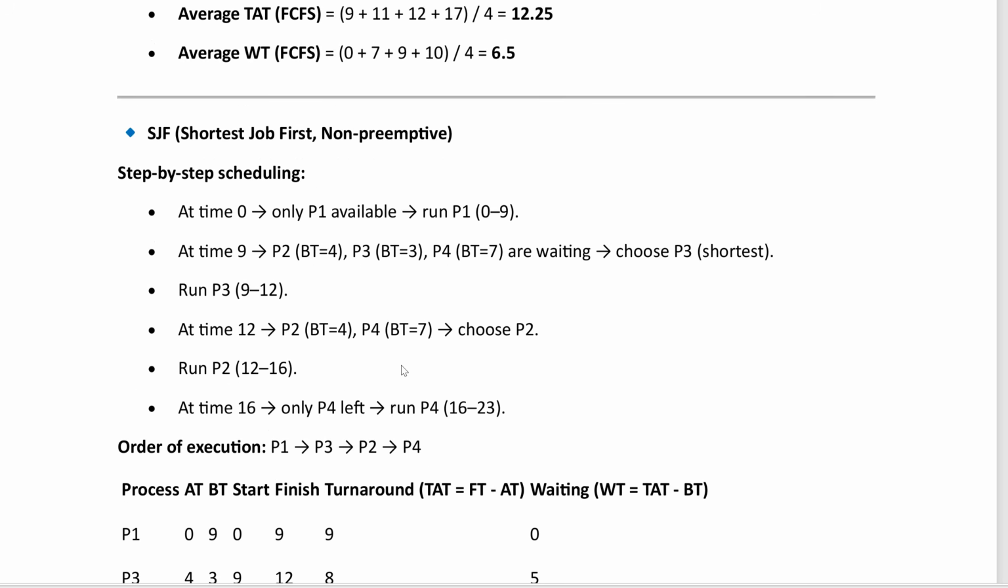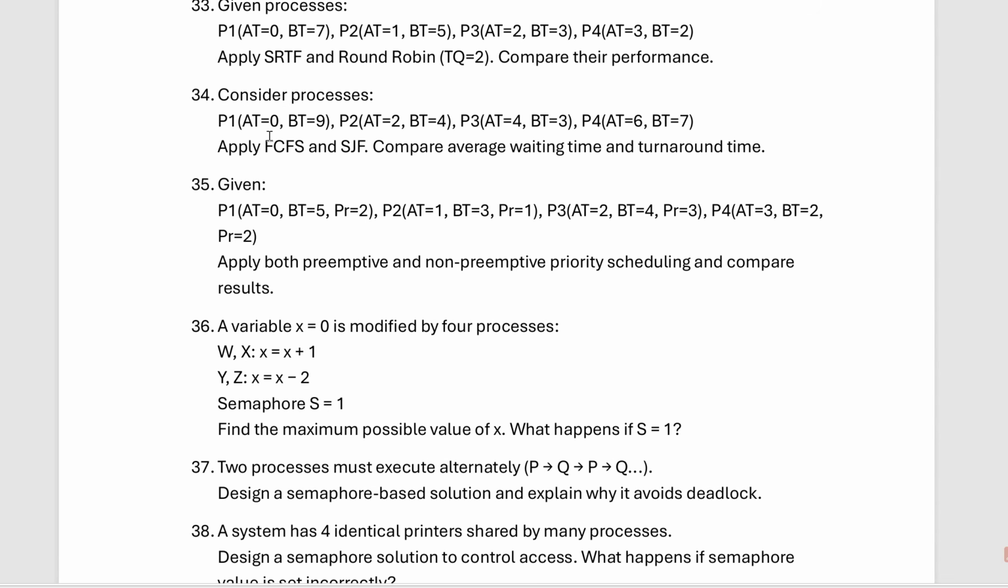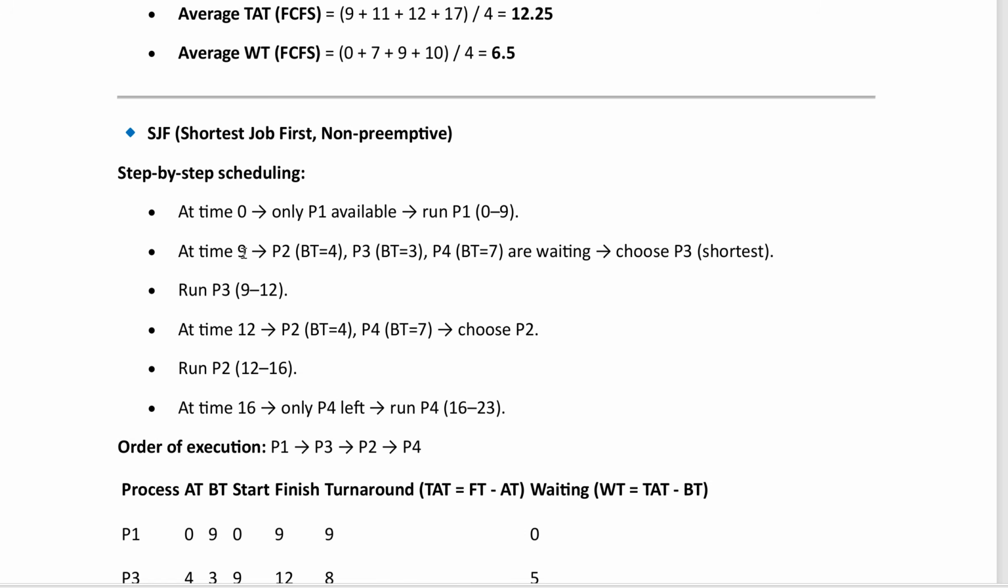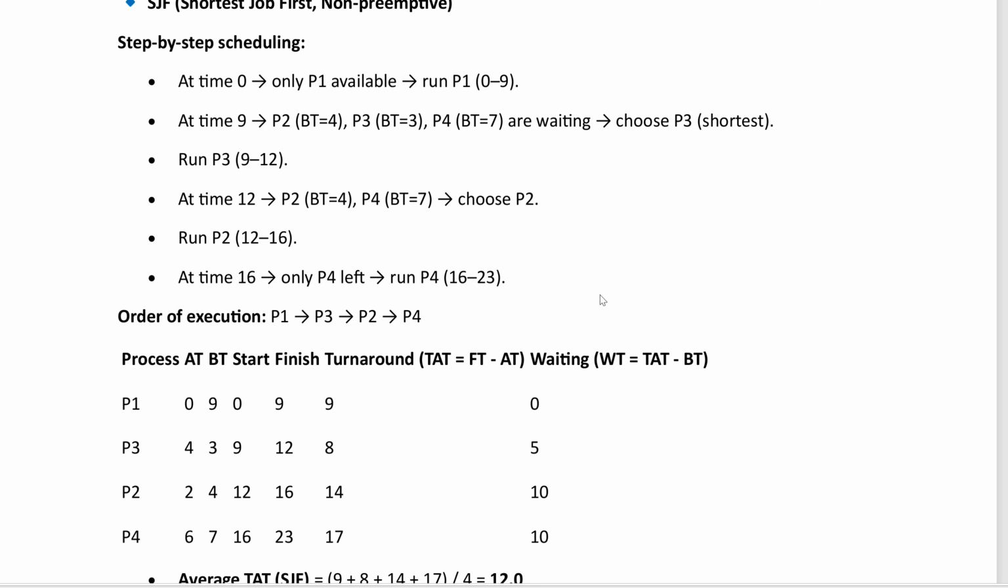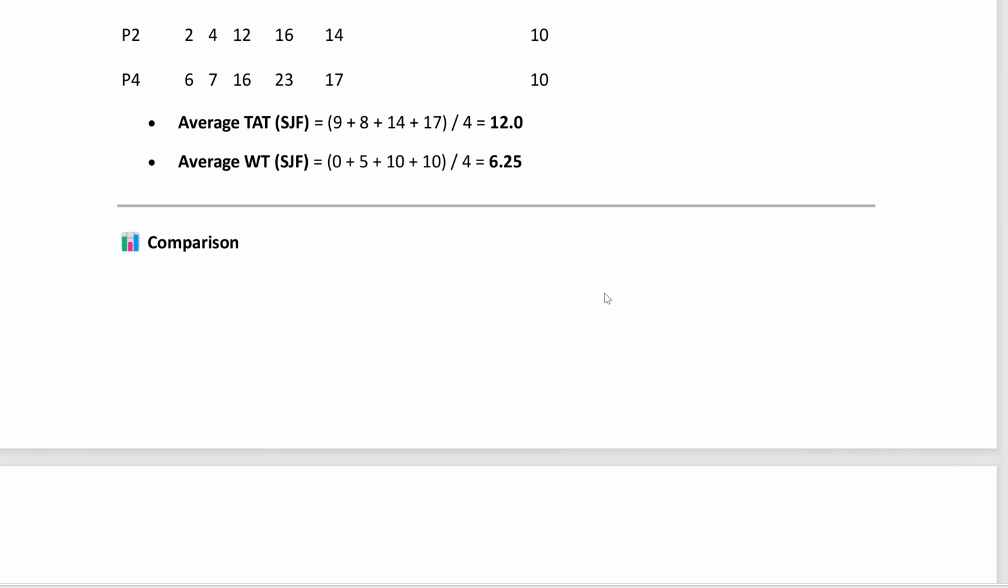You can draw the Gantt chart also. This is the step-by-step scheduling for shortest job first for problem number 34. And based on this, we can draw the Gantt chart, right? This step-by-step scheduling only helps in drawing the Gantt chart, right? So you can draw the Gantt chart.